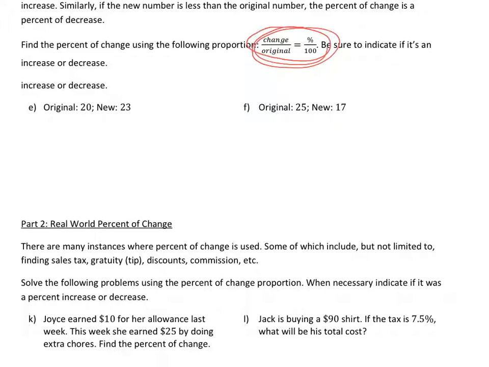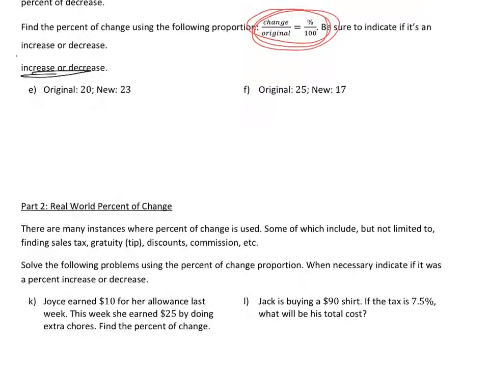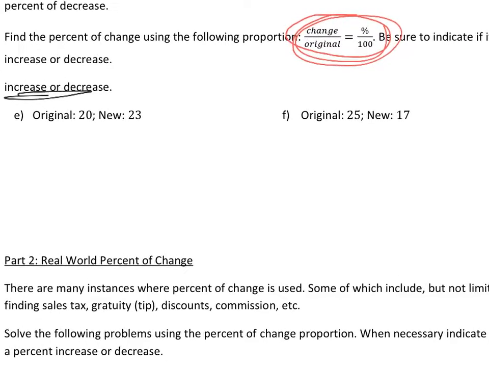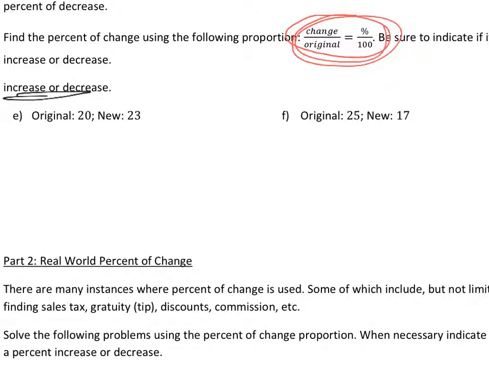So find the percent of change using the following proportion. The change over the original is percent over 100. Be sure to indicate if it's increase or decrease. So it might be easiest to maybe start with, is it an increase or a decrease? So we need to, using that proportion, try a couple problems. So letter E, the original is $20. The new is $23. So already I see from 20 to 23, I know that this was an increase.